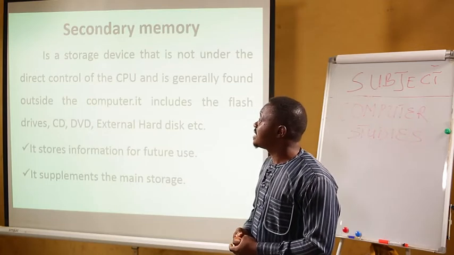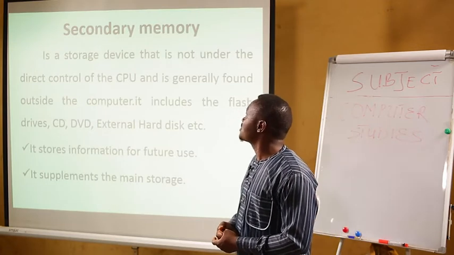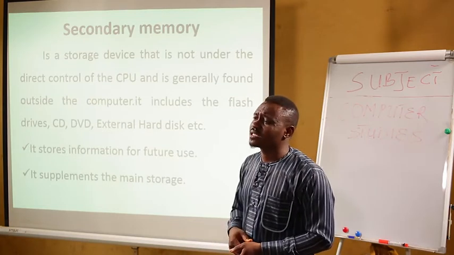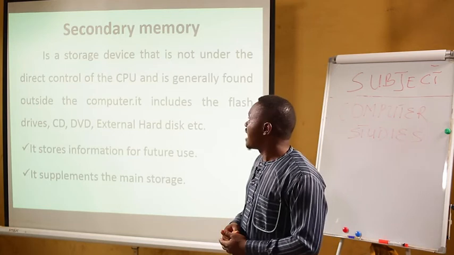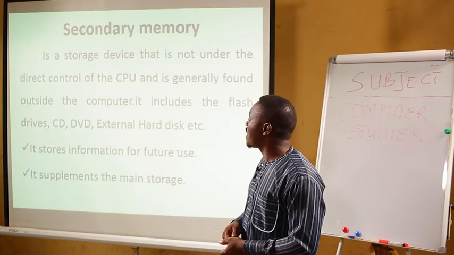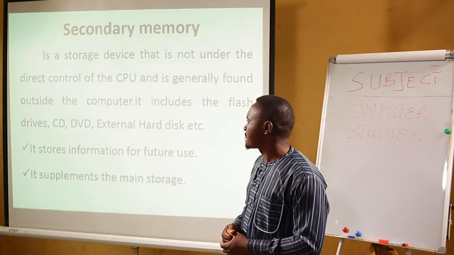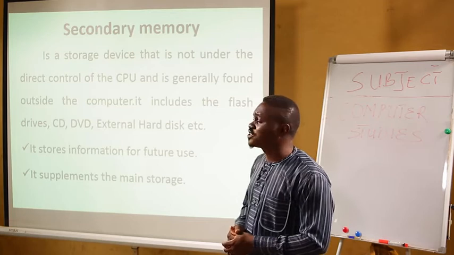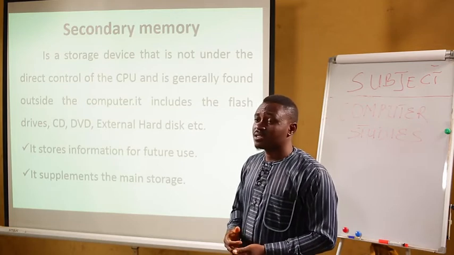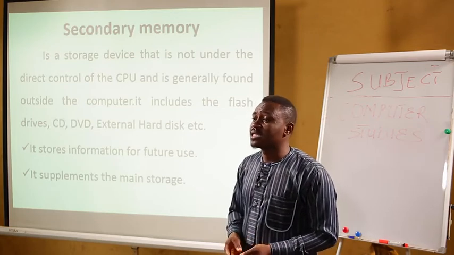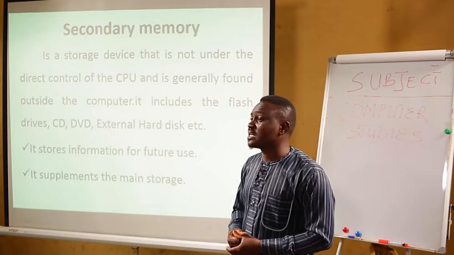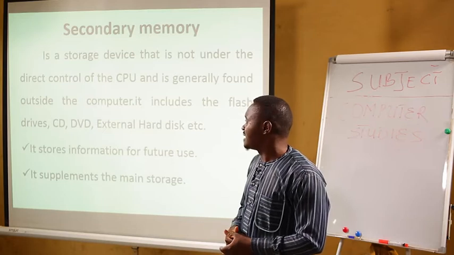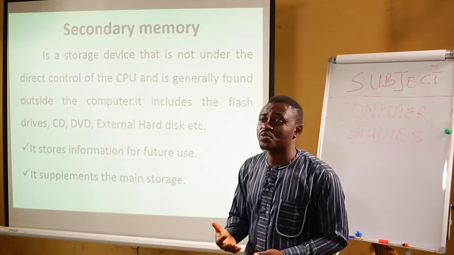The secondary memory is a storage device that is not under the direct control of the central processing unit, that is the CPU, and is generally found outside the computer. Examples of this device include the flash drives we use, the CD, that is a compact disc, the DVD, that is the digital video disc, and the external hard disks, and so on and so forth.